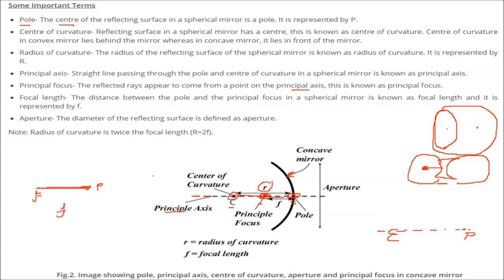Then aperture. What is the aperture? The diameter of the reflecting surface is known as the aperture. See, this is a diameter. The diameter of the reflecting surface is defined as the aperture. And as I just suggested, the radius of curvature is twice the focal length.